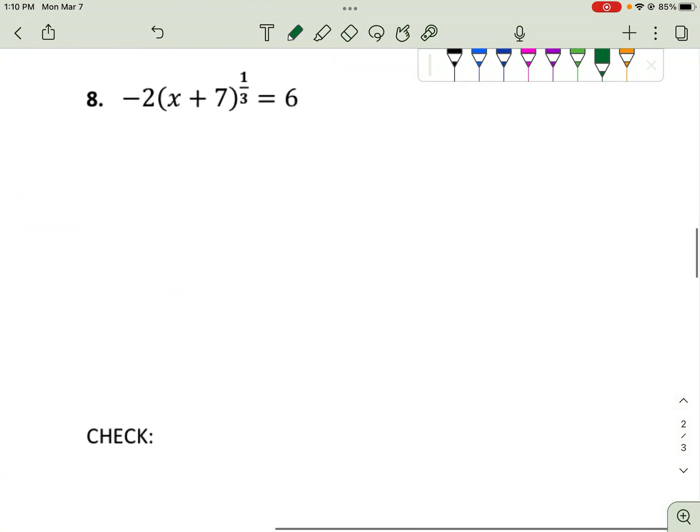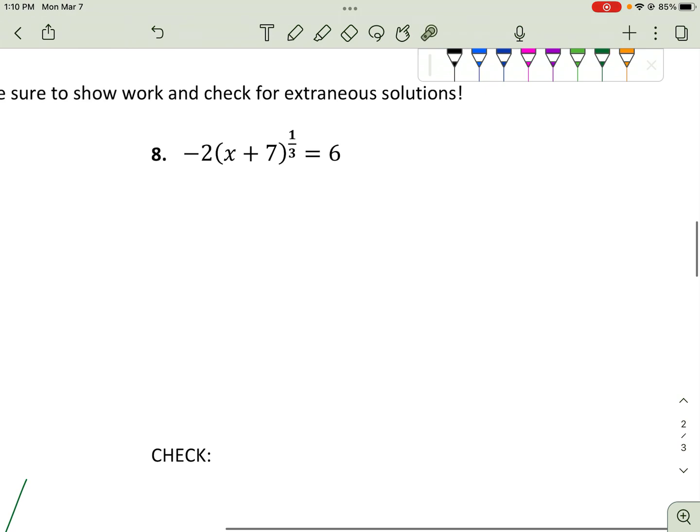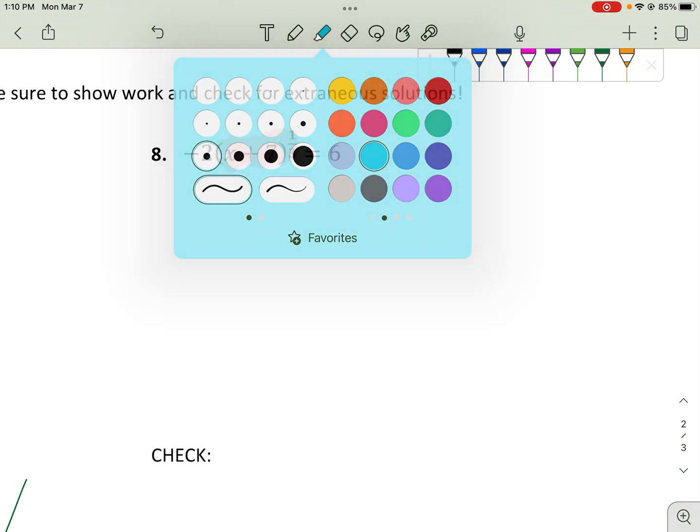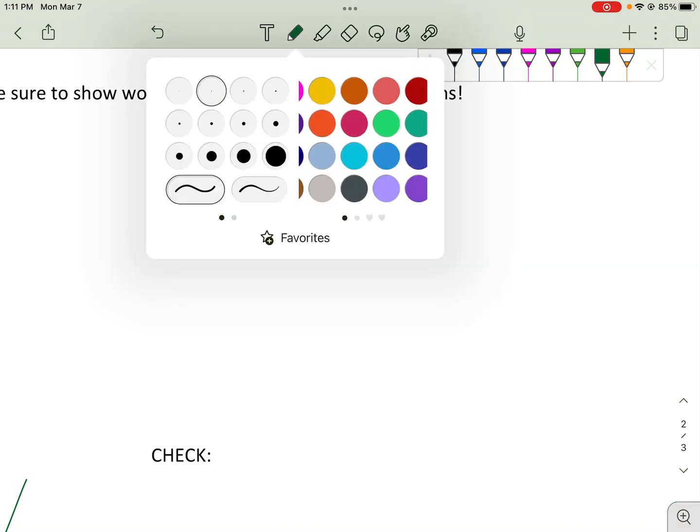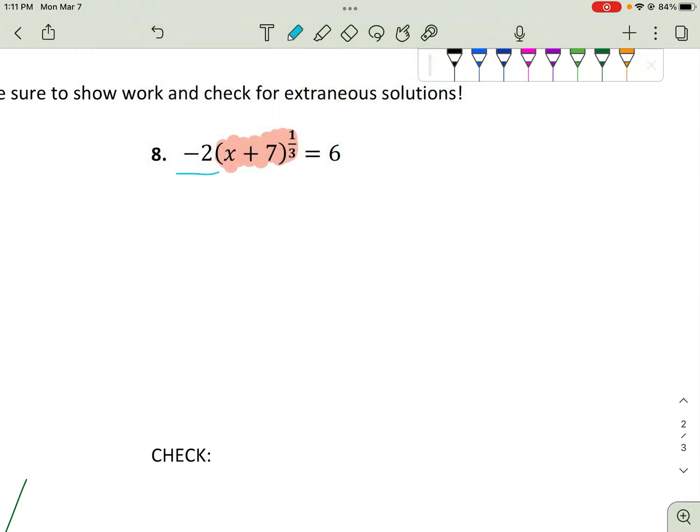All right, number 9. Oh, sorry, let's go over to number 8. I guess we'll go in numerical order here. So now when you have a power, you still want to get this thing by itself, that whole parenthesized thing. So we have to get rid of this -2. I saw a lot of mistakes when people were working on this in class. You have to divide by this number on both sides. So that leaves us with x plus 7 to the 1/3 equals -3.